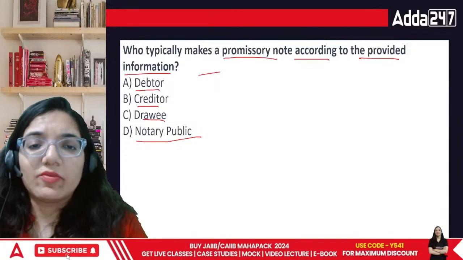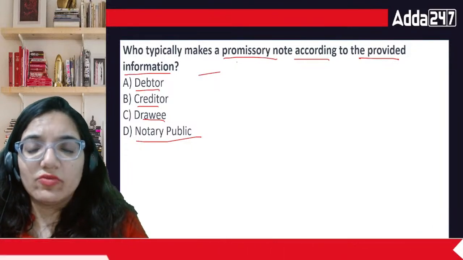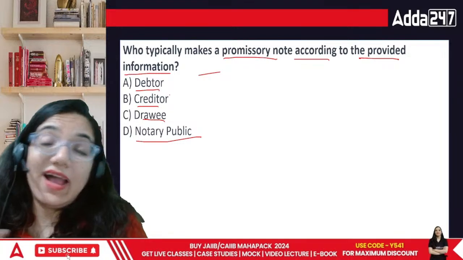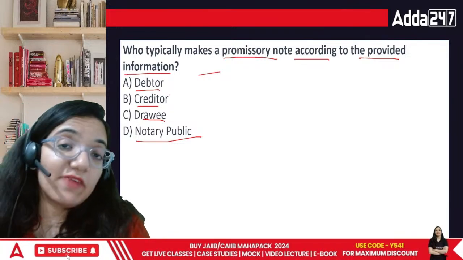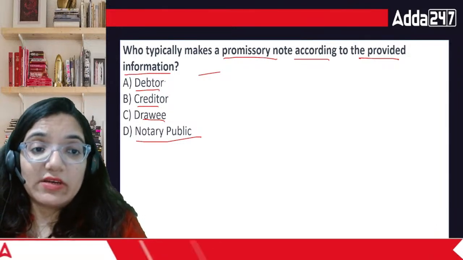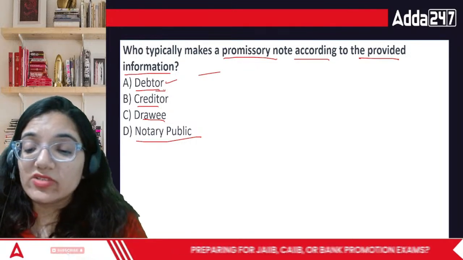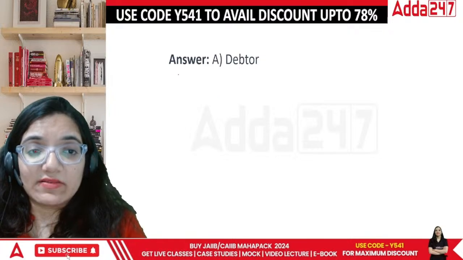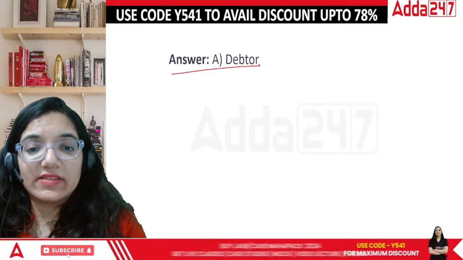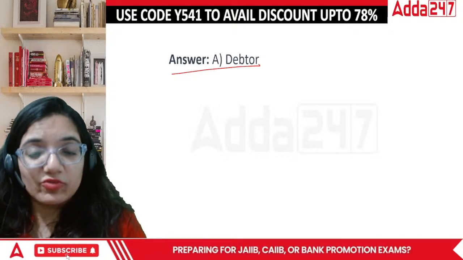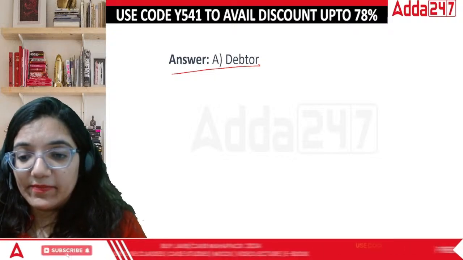Who typically makes the promissory note according to the information? A promissory note is normally made by the person who says, I promise you to pay this much amount of money after this much amount of time. That is your debtor. He says, I owe you so and so amount of money, I will pay you. So technically, the name is debtor. The debtor is the person who agrees that yes, I am supposed to pay you this much amount of money.